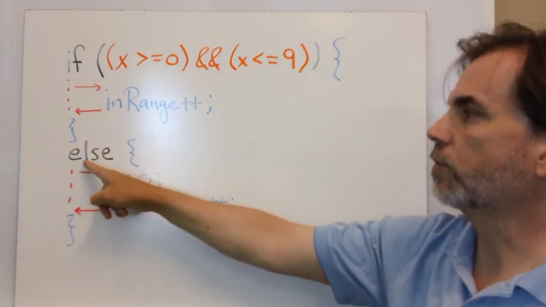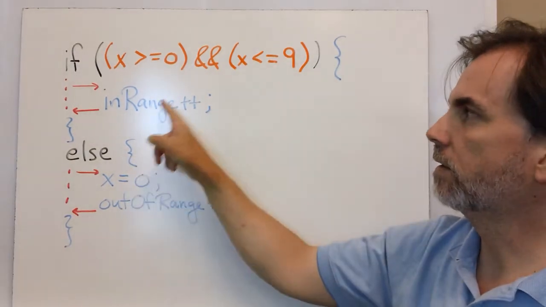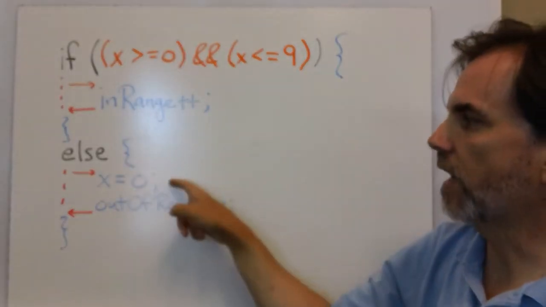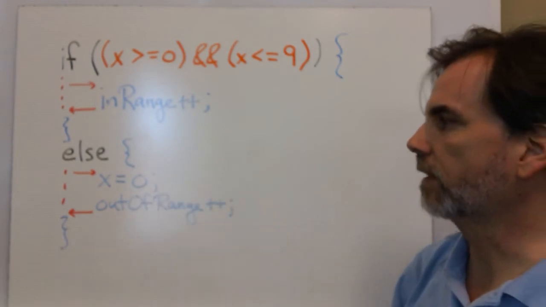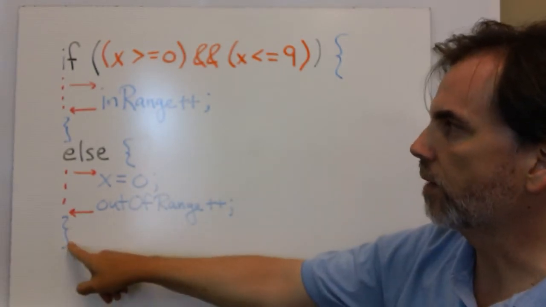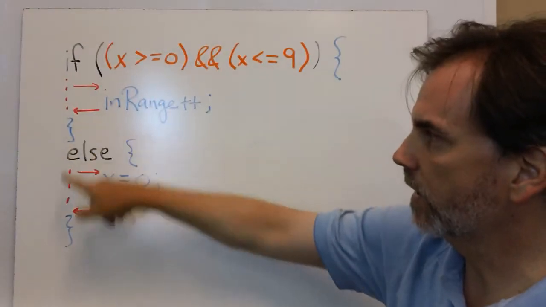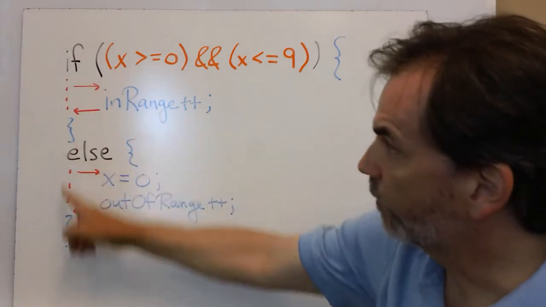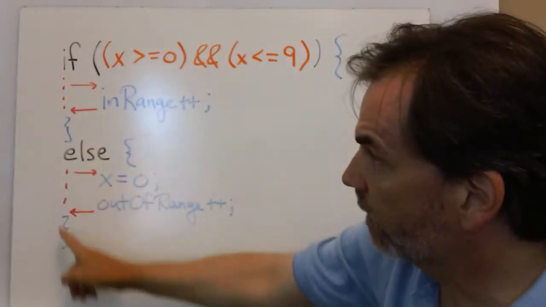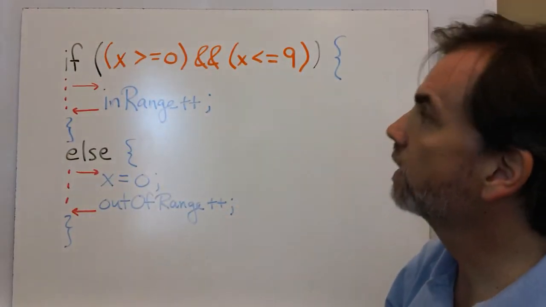If it's not true, this is the alternative. If it's in range, I want to do this. If it's out of range, I want to do this. I set x to be equal to 0. I count the fact that it was out of range, and I close this statement. Notice my indentation here and here. The closing braces line up with the if. The else lines up with the if. This makes the code easy to read.